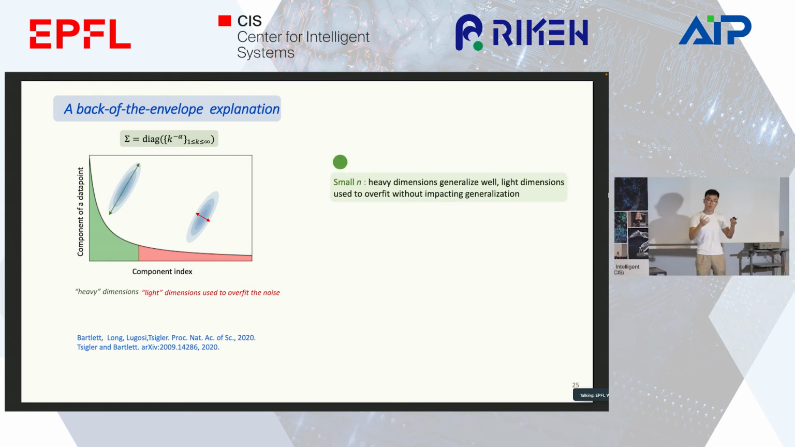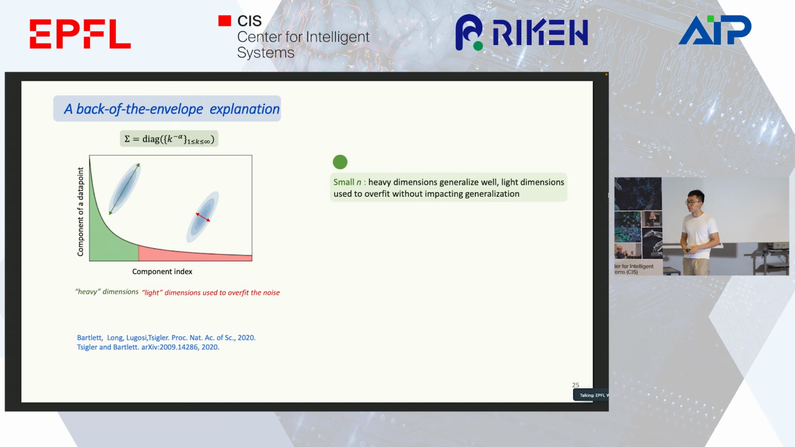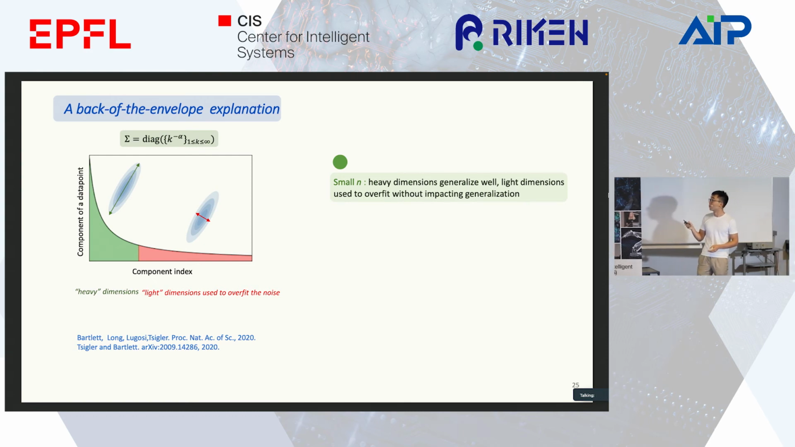So what happens when you have a small number of samples and you find yourself in, for example, the green regime, is that, well, you just use these very small components of your data, the light dimensions, to just overfit your noise. And since the components are very small anyway, they don't matter so much for the generalization error, and as long as you generalize well on the important directions, namely the heavy dimensions, well, your generalization is not too bad, and you have overfitted the noise. So you have sort of hidden all the noise inside these light dimensions without hurting your generalization ability. So that's why you don't actually observe the noise when you have a small number of samples.